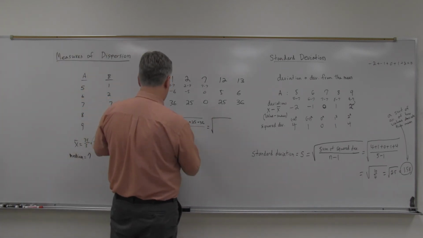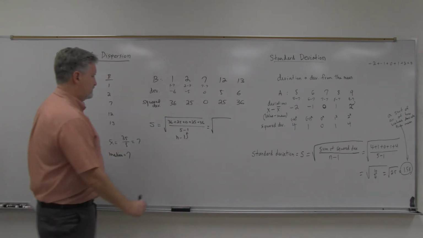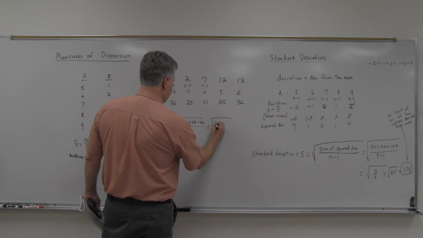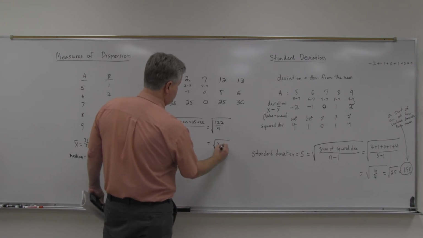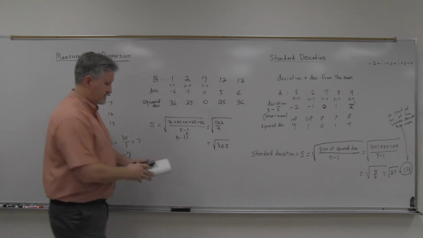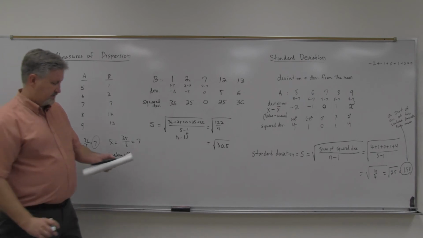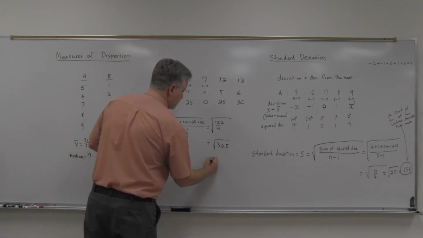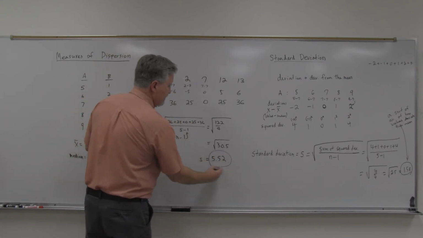So it's the square root, and this obviously is a larger number. 122 is the top, is that right? Divide by 4. So you've got the square root of 30.5, which is, yeah, that's a bigger number. I don't remember what it is. It's big enough. 5.52. So the standard deviation of B is 5.52.